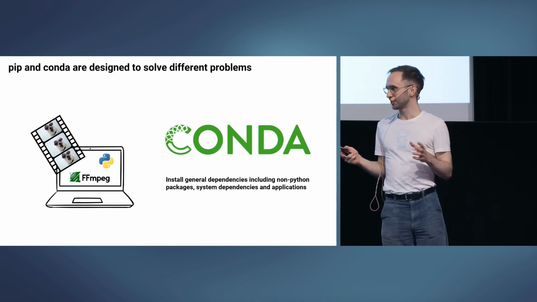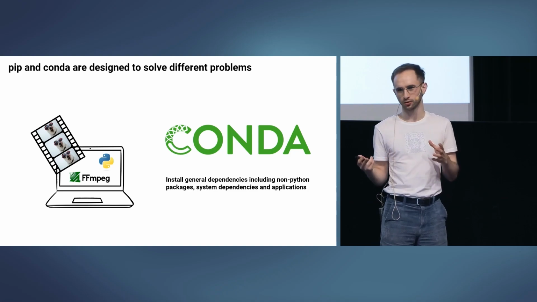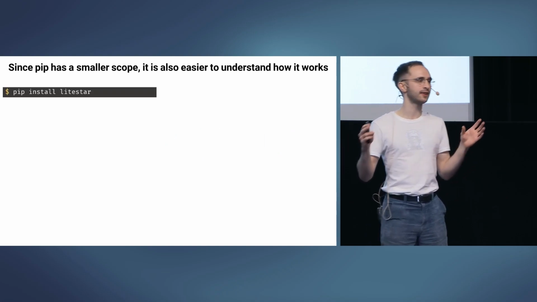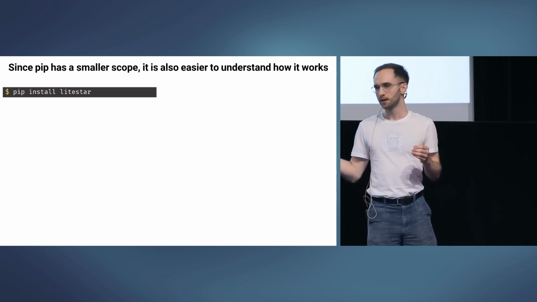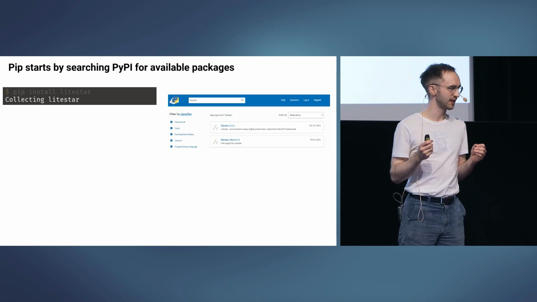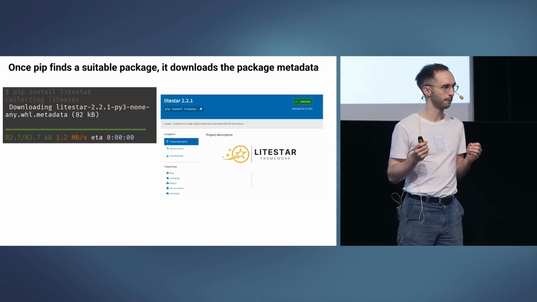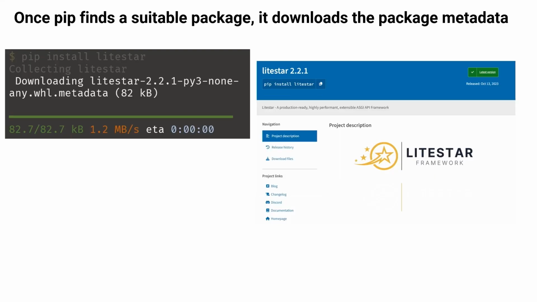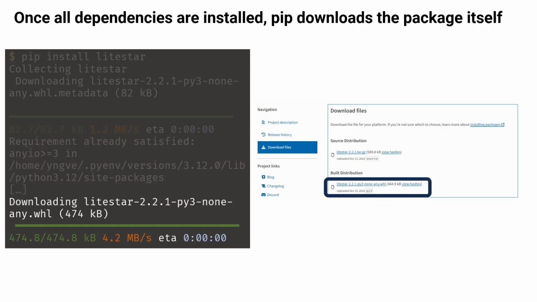So to understand packaging better, let's go and have a look at how pip installs a package. You want to install, say, the web framework Litestar. You write pip install litestar. Pip will then go to the Python package index, search for Litestar, and download metadata about Litestar. It will then start installing dependencies. So you have everything you need to install and run Litestar before it downloads the package itself.